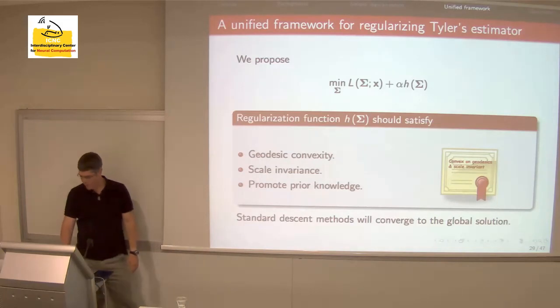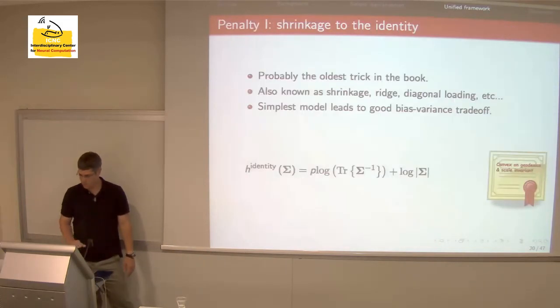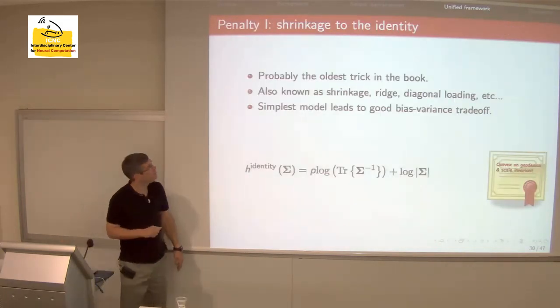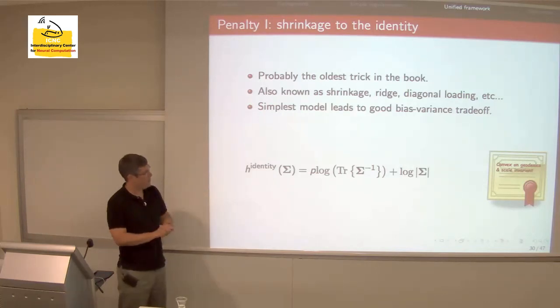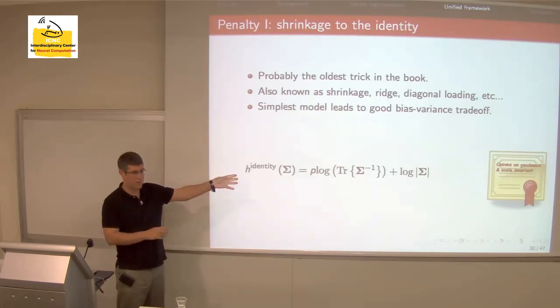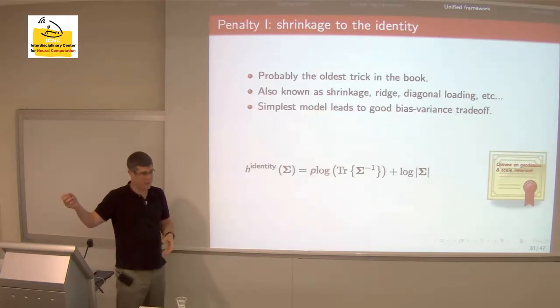So let me just give you a few examples that work. This penalty is geodesically convex and scale invariant, very easy to check. If you just try to minimize it, the solution would be any scaled identity. And therefore, when you add it to the likelihood, it will promote shrinkage to the identity.